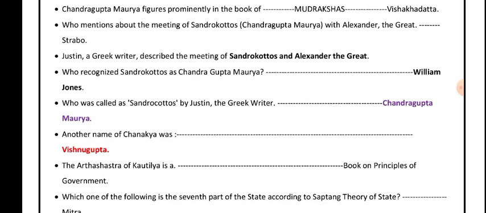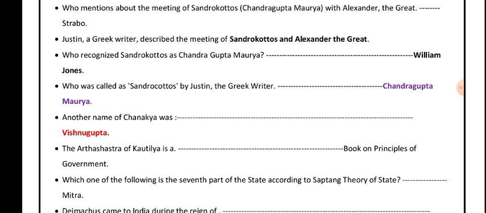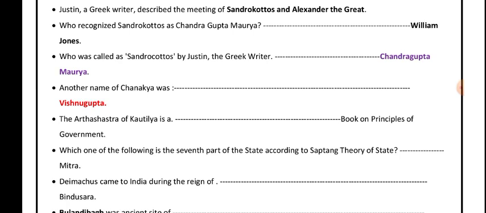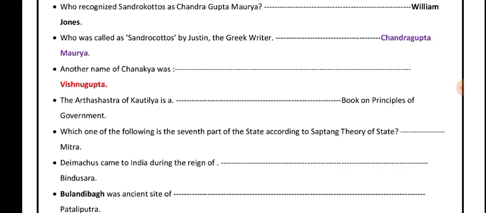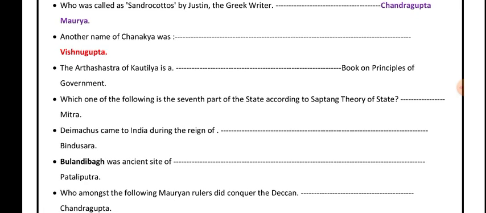Chandragupta Maurya figures prominently in the book Mudra Rakshas by Vishakhadatta, which mentions the meeting of Sandrocottus, Chandragupta Maurya, with Alexander the Great. Strabo and Justin, Greek writers, described the meeting of Sandrocottus and Alexander the Great. William Jones recognized Sandrocottus, called so by the Greek writer Justin, as Chandragupta Maurya.